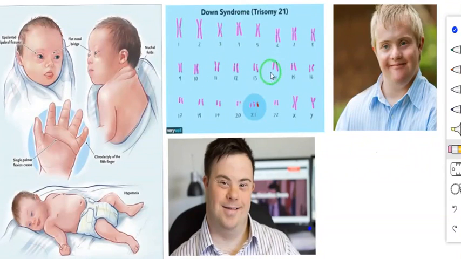See this arrangement of chromosomes. Here totally 23 pairs of chromosomes are present, 22 autosomes and 1 pair known as allosomes. In chromosome number 21, one extra chromosome is present, so 3 chromosomes are present here. Totally 47 chromosomes are present. That condition is known as Down syndrome or trisomy 21. In the 21st pair, 3 chromosomes are present.